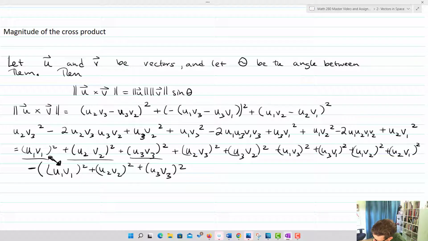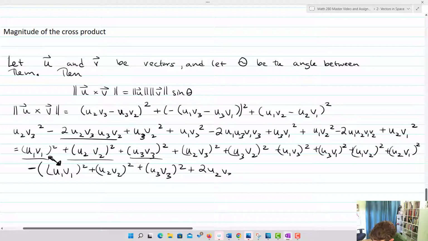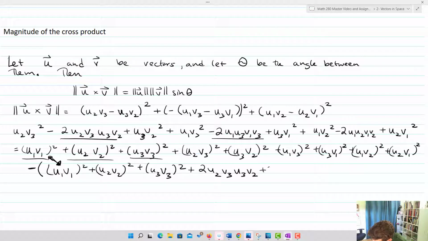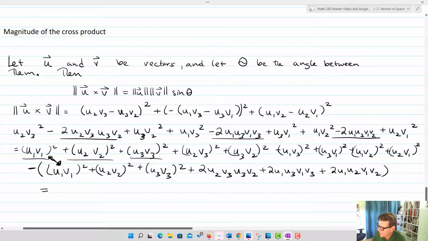And then I'm going to have this term, so plus 2 u2 v3 u3 v2. This term plus 2 u1 u3 v1 v3, plus this term 2 u1 u2 v1 v2, and all of that subtracted. And so what that gives me, you have to think it through a little bit, but we end up with these two.